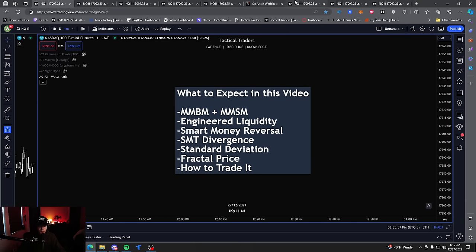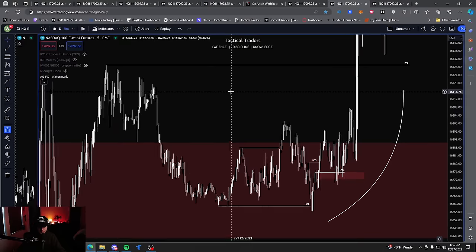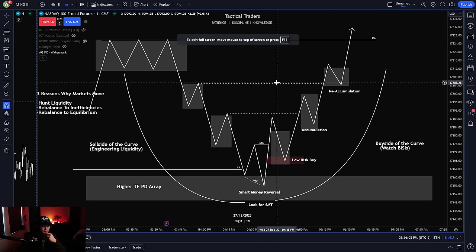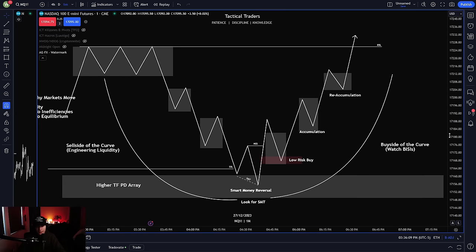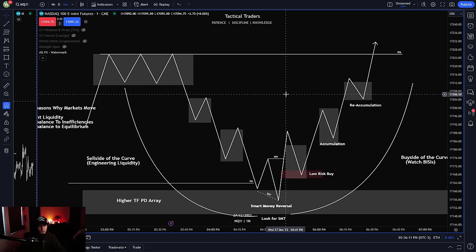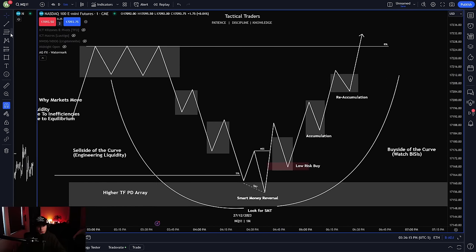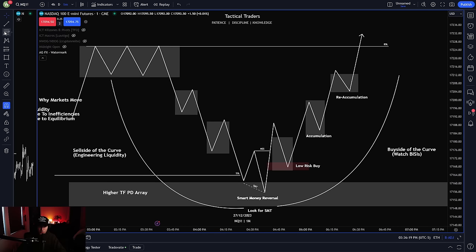Last thing, forgot to go over this. The last thing that you could implement, which is not as important as just understanding the model, but recognizing standard deviation. Standard deviation is something I use a lot, and it makes me recognize the projections or the buy side that I should most likely be targeting. Now, when I'm looking for manipulation, I am looking for an area that I can use standard deviation, and I can only use standard deviation if the manipulation leg is clear to me.